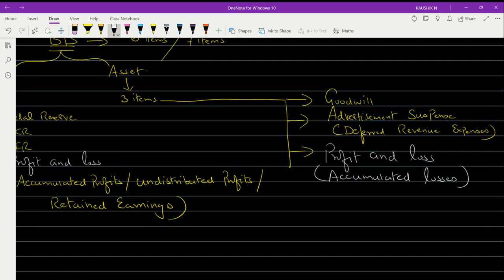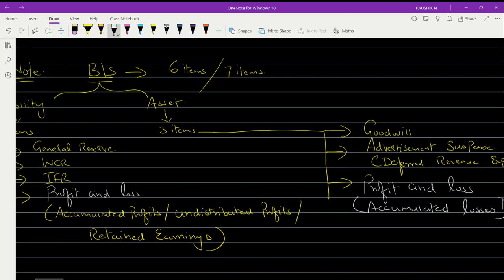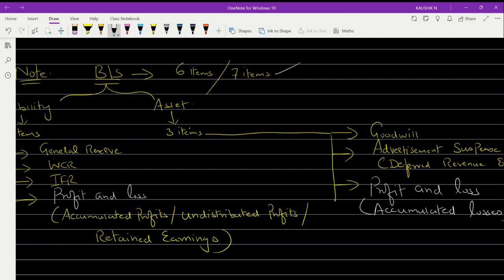Now if you see, there are four items on the asset side and three items on the liability side, so altogether seven items. But why I said six items is because either profit or loss, any one only is possible. Both are not possible, right? Any one is only possible. So that's the reason there are totally seven items. But among the seven items, six items.